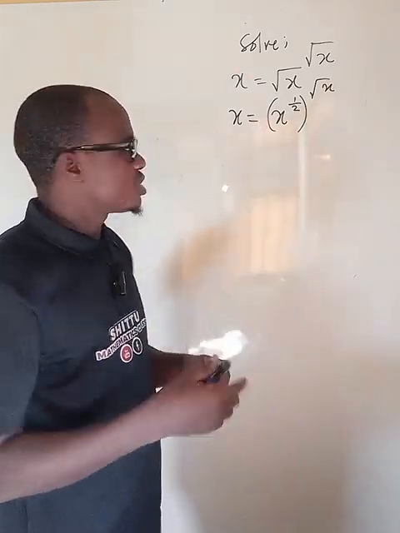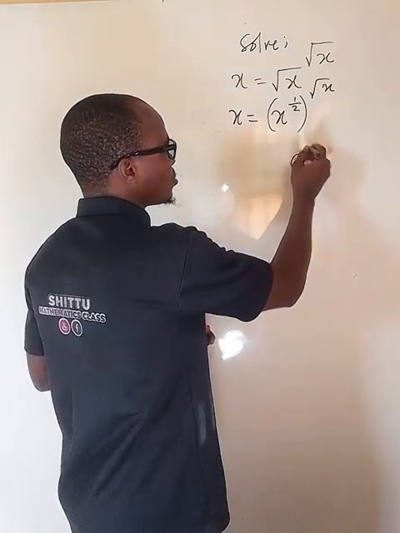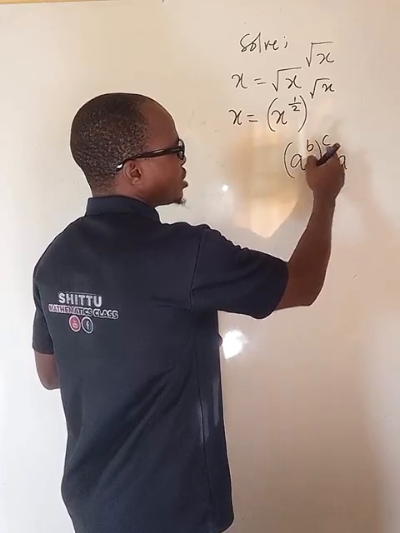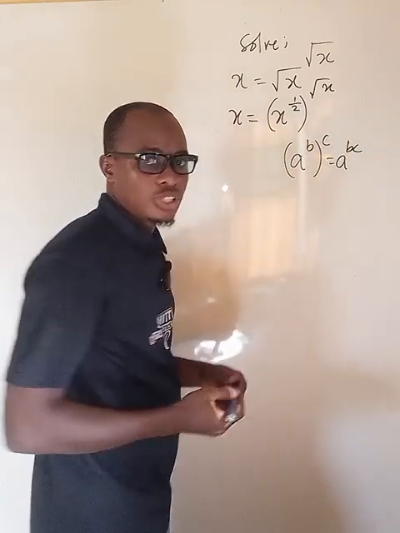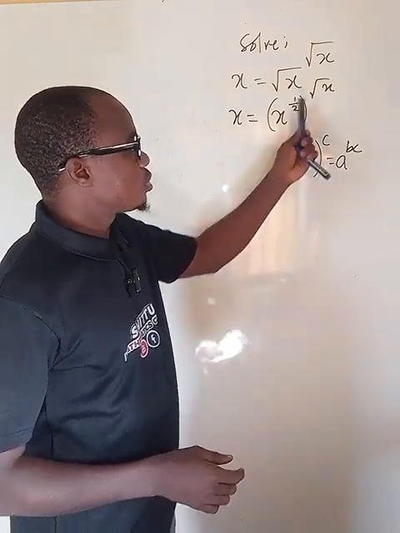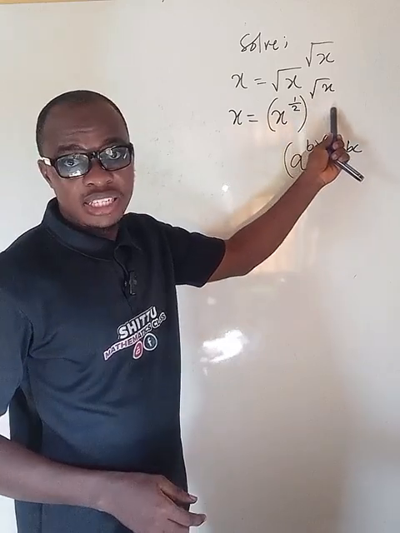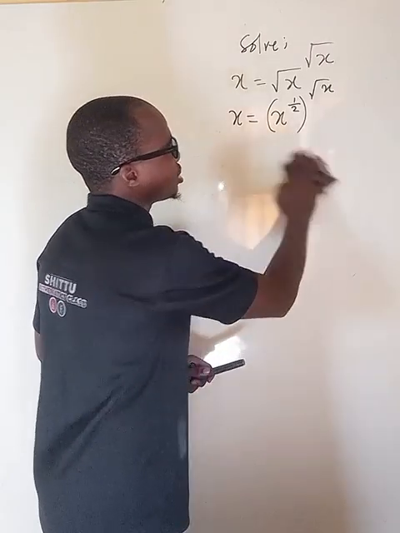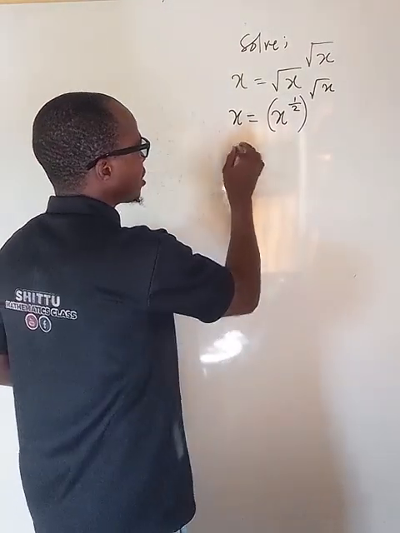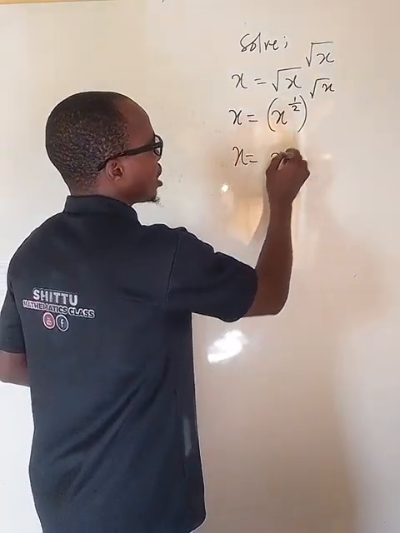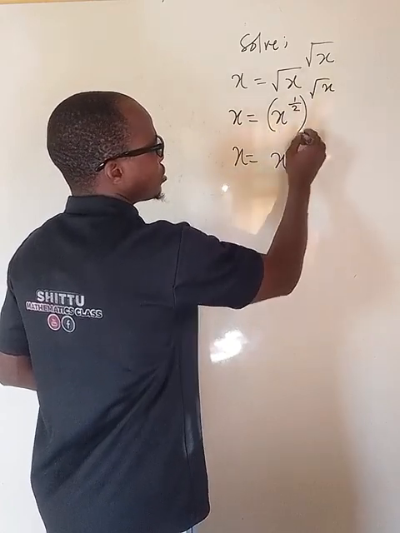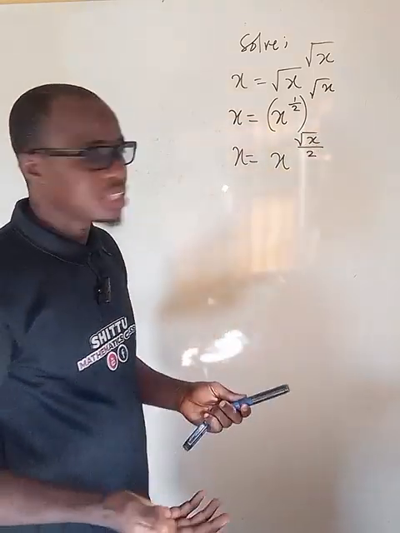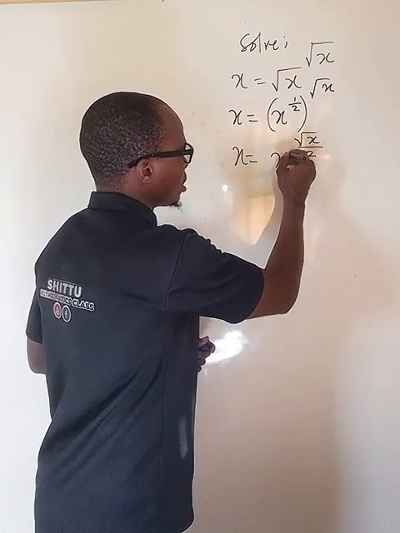From the law of indices also, when you have something like a to the power of b, then to the power of c, the powers we have to multiply each other. The same thing we are going to do. This 1 over 2 will multiply the root x. Are you following? From there, we're going to have x equals x to the power of 1 over 2 times root x, which is root x all over 2. Do you understand?